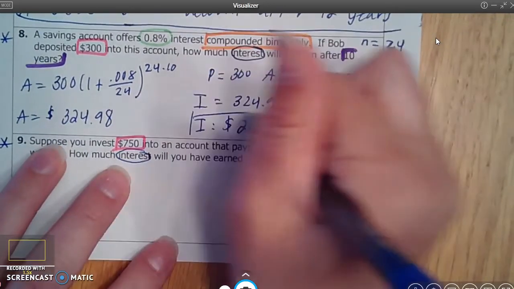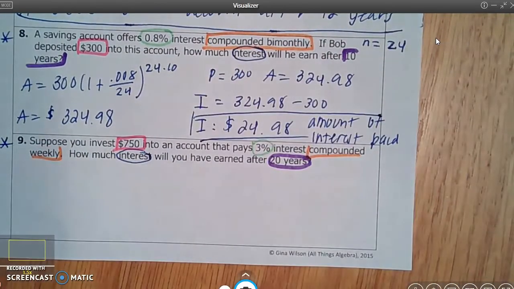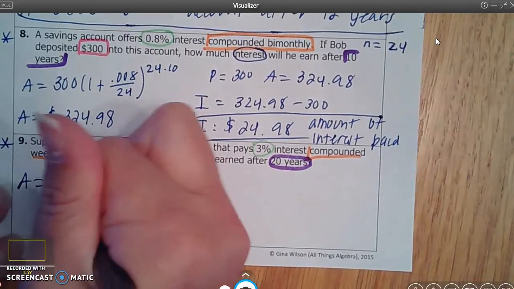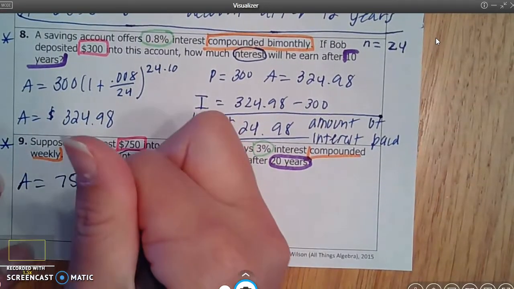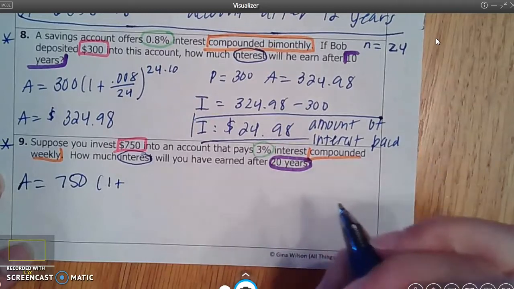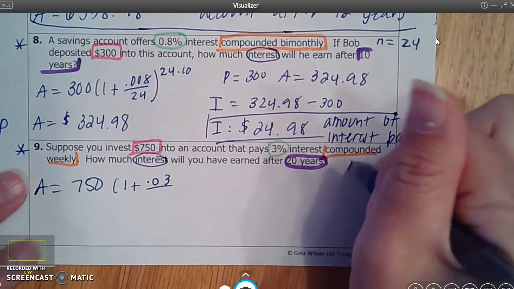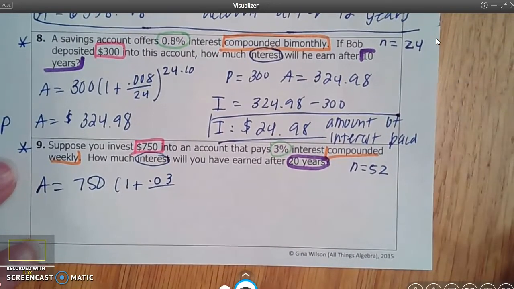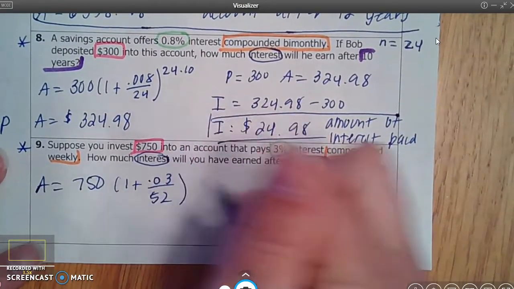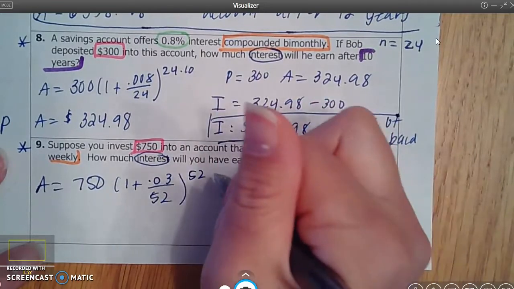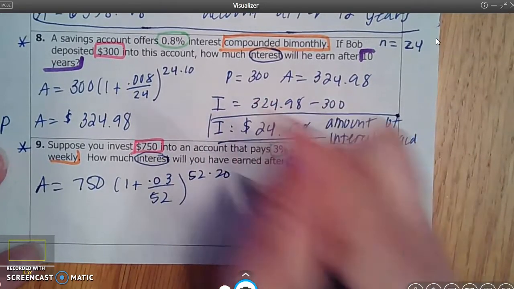Okay, so let's do one more like that to make sure you get it. All right, so I originally am investing $750 into this account. I have an interest of 3%, which is 0.03. I'm compounding weekly, and if you know, there are 52 weeks in a year, so that will be my denominator. And I'll have my 52 weeks times my 20 years, which is a lot.